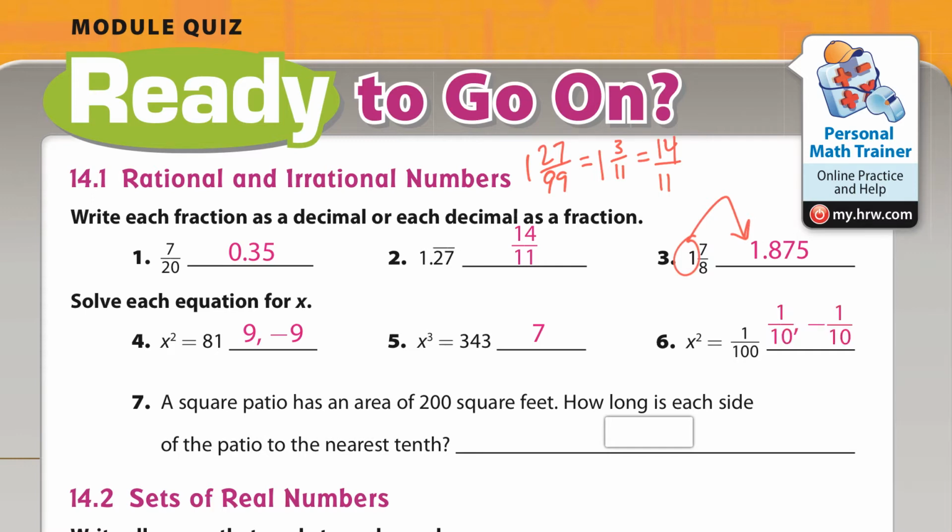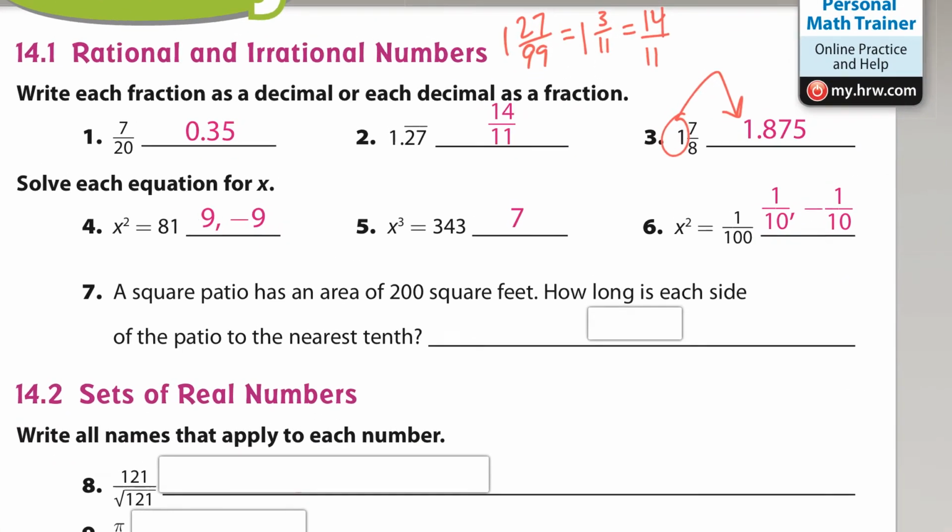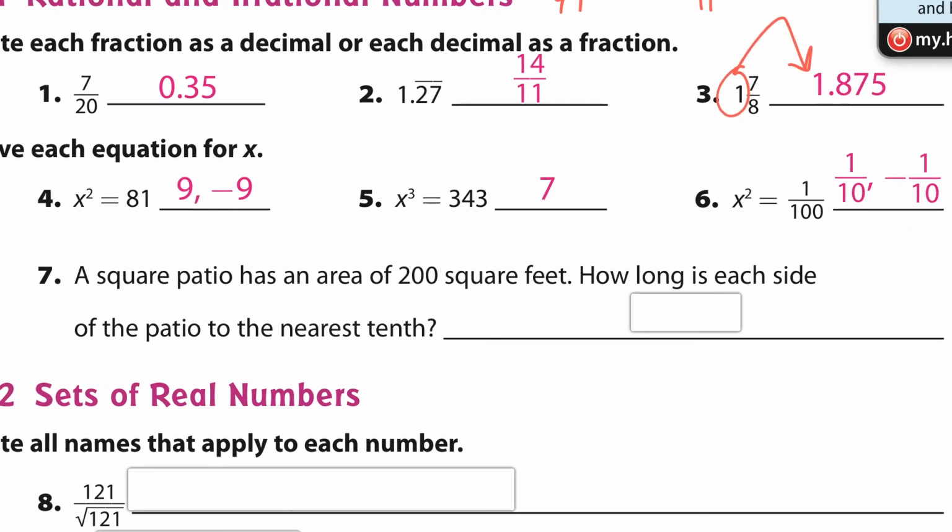A square patio has an area of 200 square feet. How long is each side of the patio to the nearest tenth? What we need to do is take the square root of 200. I know that the square root of 196 is 14 because 14 times 14 is 196. So I'm calling this like 14.1 or 14.01 or something like that. 14.1 did it.